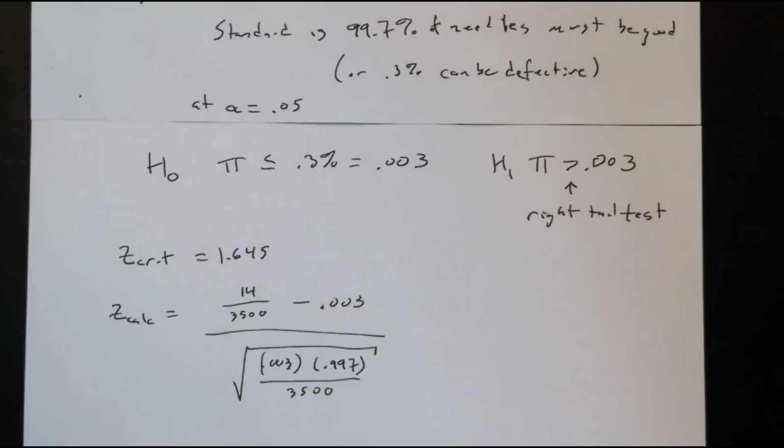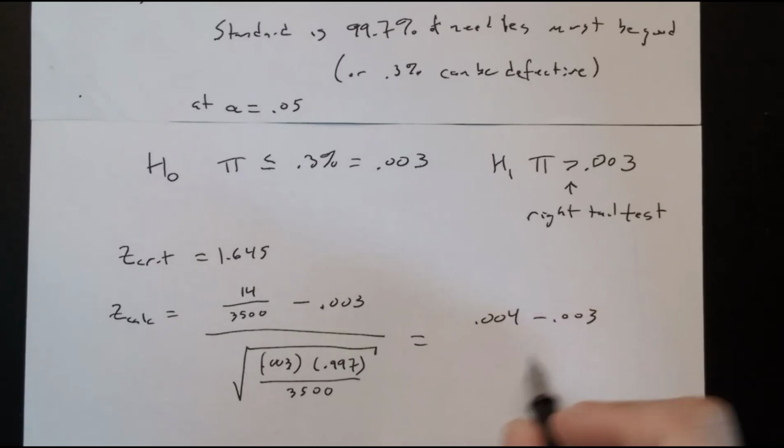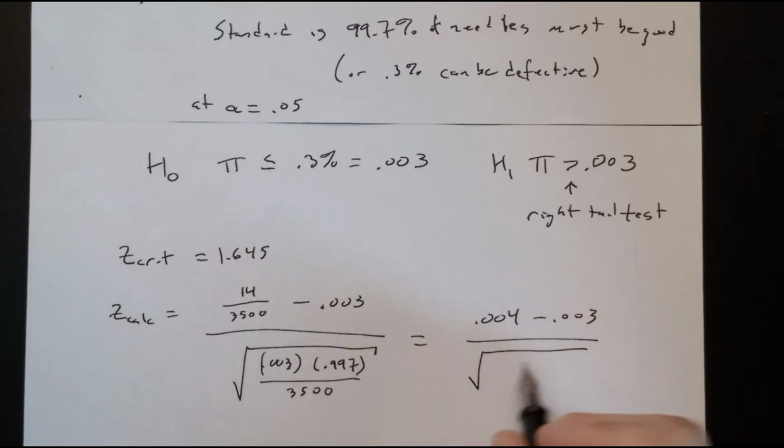14 over 3,500 is 0.004. So this is a very small top, but it's an even smaller bottom. And when I'm all said and done, I get 1.08-ish.